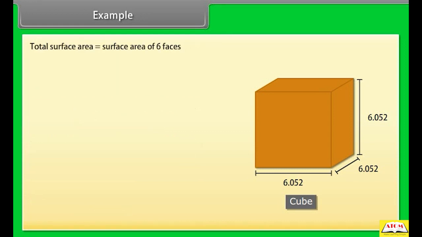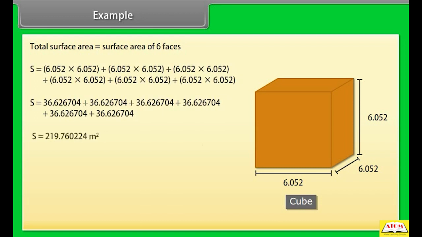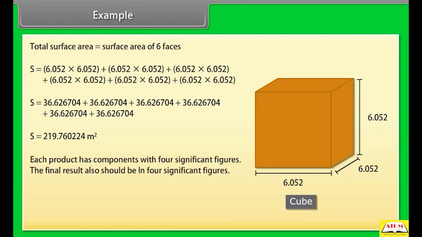Total surface area is equal to the surface area of 6 faces. After calculation, we get S is equal to 219.76 meter square. Each product has components with 4 significant figures. The final result should also be in 4 significant figures. Thus, S is equal to 219.8 meter square.